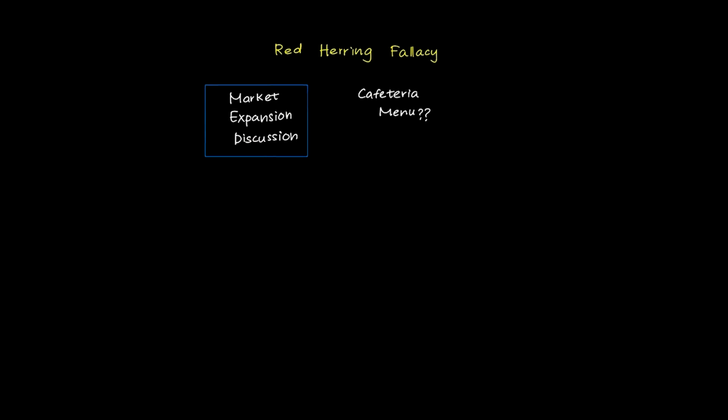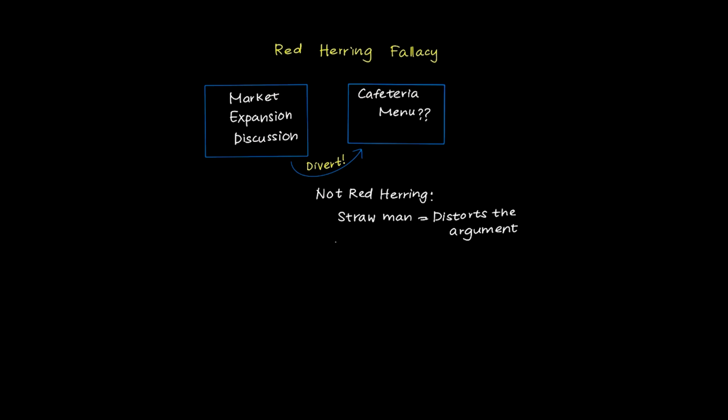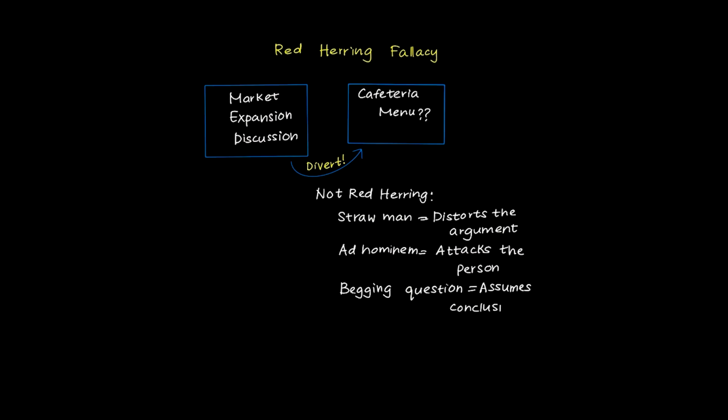During a board meeting about expanding into new markets, a director suddenly brings up unrelated complaints about the company cafeteria menu to divert attention from the controversial proposal. This is red herring, introducing an irrelevant point or topic to divert attention from the issue at hand. Strawman distorts an opponent's argument. This doesn't involve distortion, just topic changing. Ad hominem attacks the person making an argument. No personal attacks here. Begging the question assumes the conclusion in the reasoning. This is about diversion, not circular reasoning.